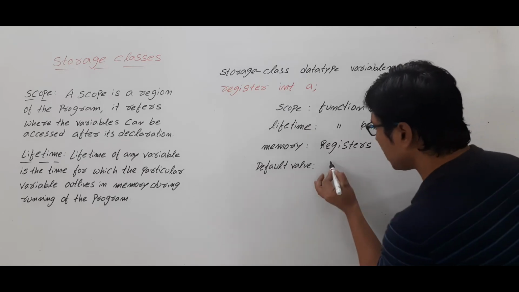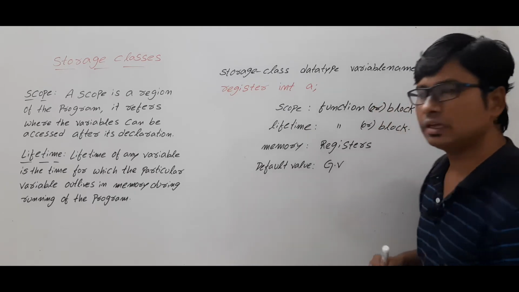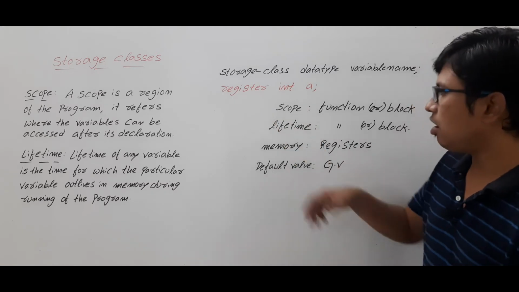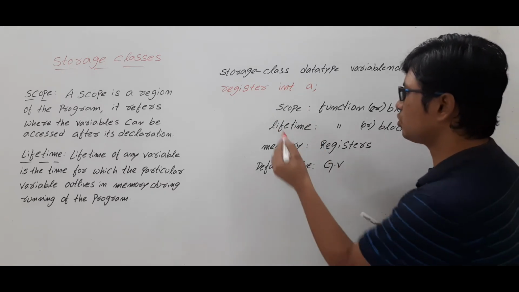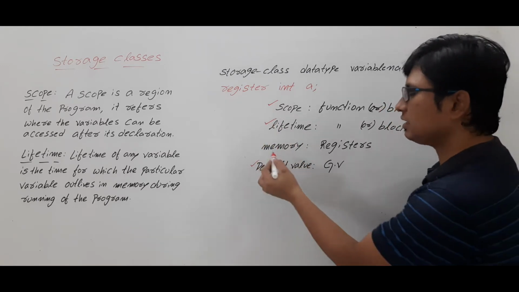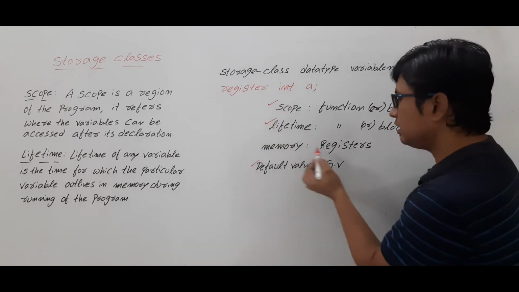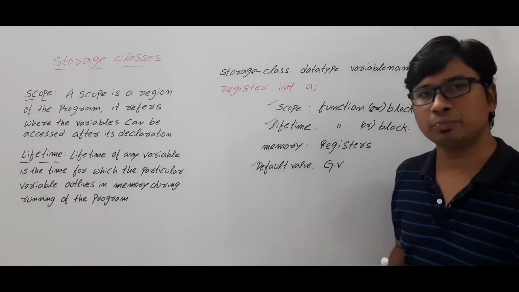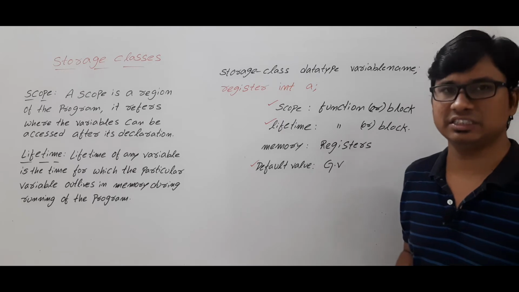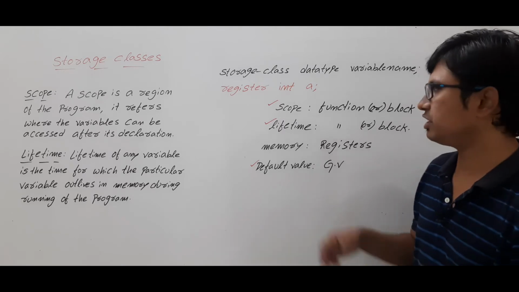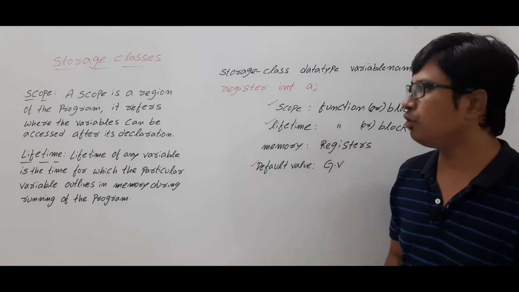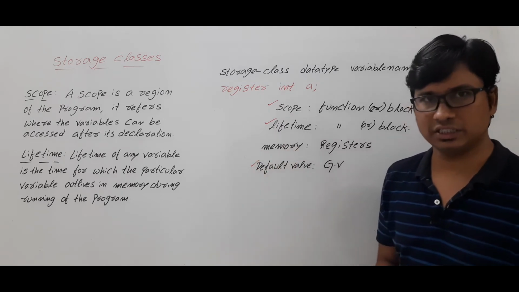Now the default value is garbage value. If you look at the automatic variable and the register variable, these three things, scope, lifetime and default value, are the same, but an automatic variable will be saved in the main memory when the program is running, whereas the register variable will be saved in the registers. That is the only basic difference between the automatic variable and the register variable. I hope you have understood the register variable.